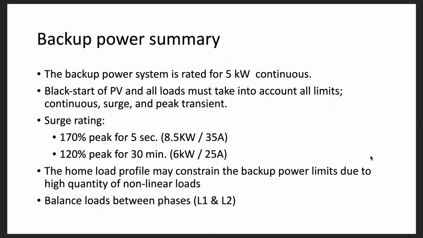So in quick summary, the backup power capabilities of the Evolve: it's rated for 5 kW continuous. Black start of PV and all loads must take into account all limits: continuous, surge, and peak transient. The surge rating is 170% of nameplate for 5 seconds. It's about 35 amps. And it'll do 120% of nameplate for about 30 minutes, and that's about 25 amps. The home load profile may constrain the backup power limits due to a high quantity of nonlinear loads.